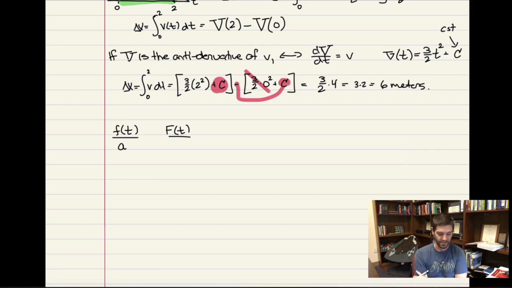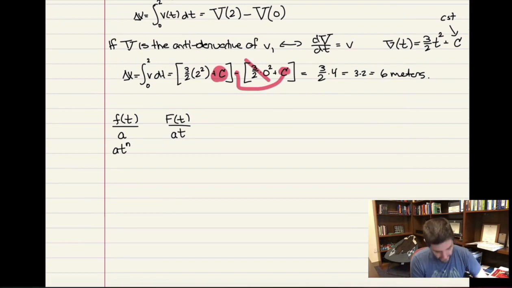So if the function is just some constant, 3, -6, the antiderivative is a times t plus a constant, which, again, we will never need. And again, you can convince yourself because you can take the derivative of what's on the right and you get back what's on the left.